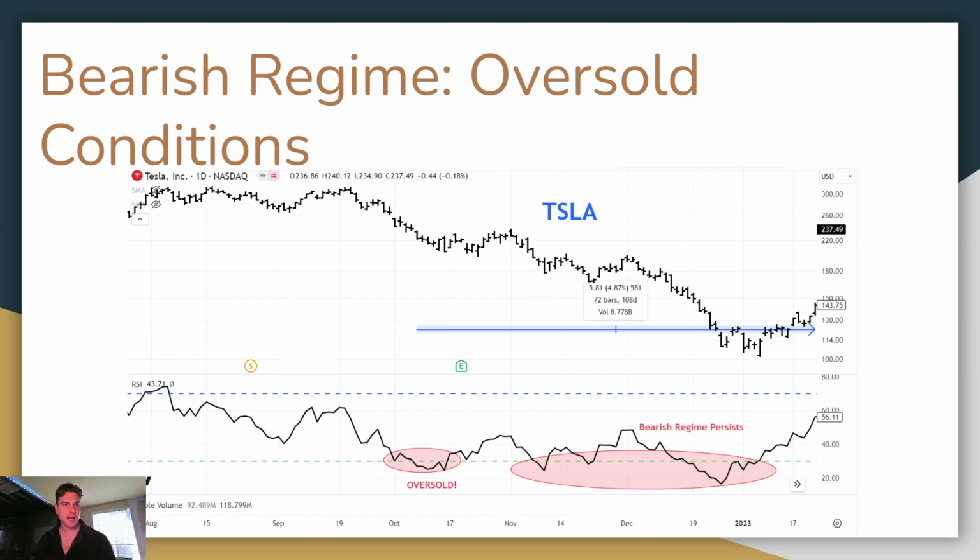And then on the flip side, we have a bearish regime. This is when oversold conditions persist. So this is Tesla back in 2022 when we had our most recent bear market. After hitting overbought here, you think things are going to persist, but then we get oversold. Overbought trend is over. We're now in a bearish regime with the oversold reading.